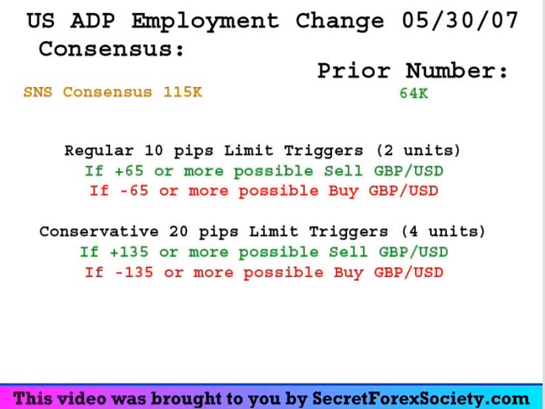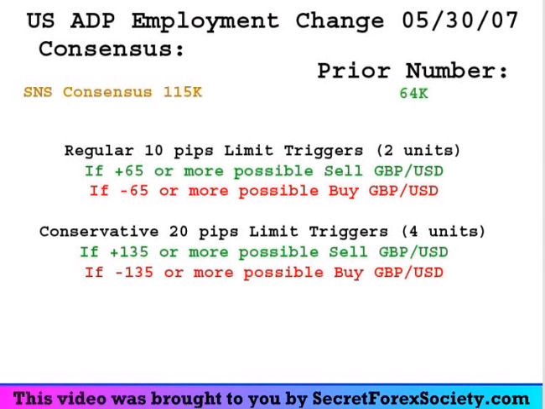With my triggers, I'll be using bounds of 5 pips on GBP USD on Oanda, and on MB trading I have to use limit orders. As you can see here, we have regular 10 pips limit triggers and conservative 20 pips limit triggers.